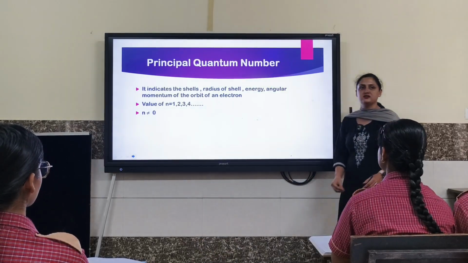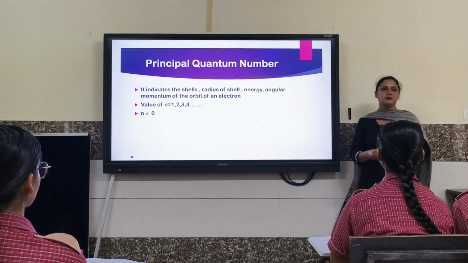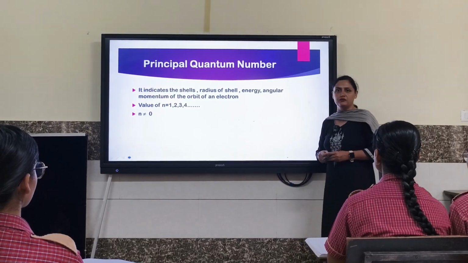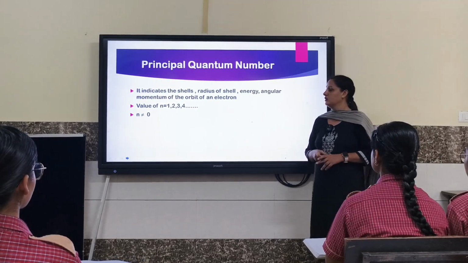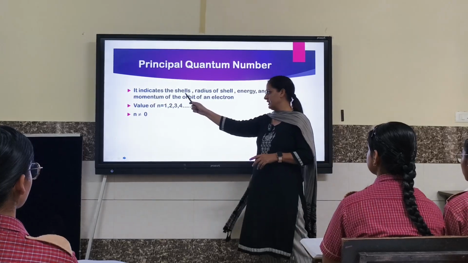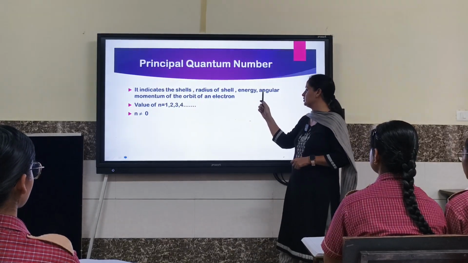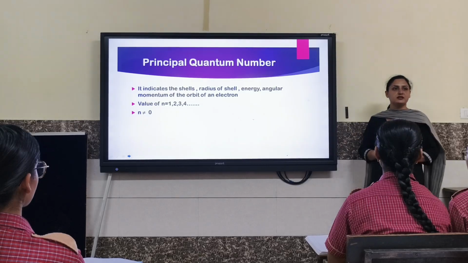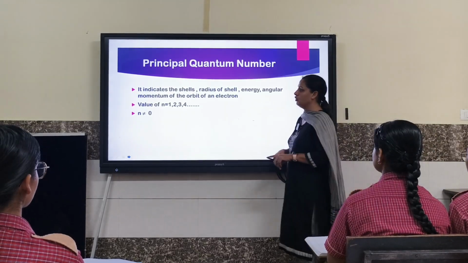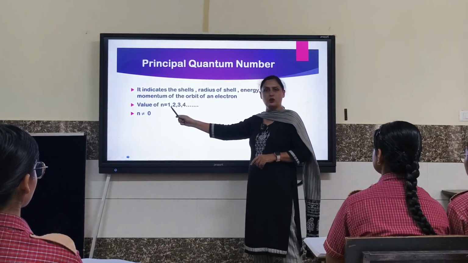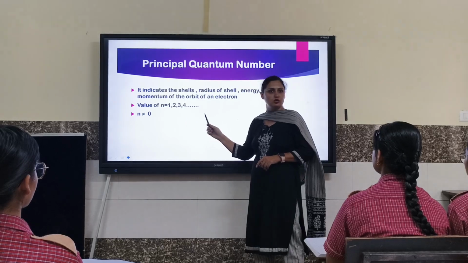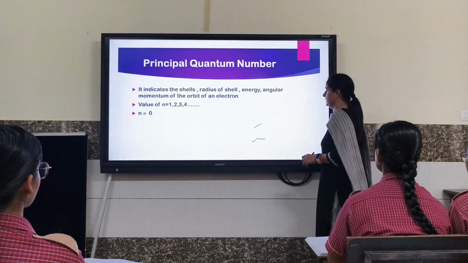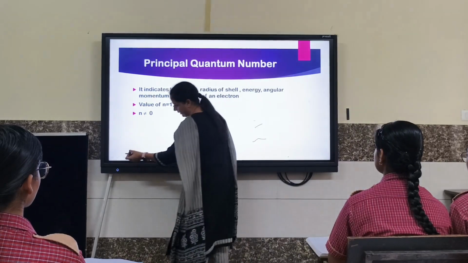Principal quantum number, it is the main quantum number which gives the 80% information about the electron. It indicates the number of shell in which the electron is revolving. It indicates the shell, radius of the shell, energy, angular momentum of the orbit of an electron in which it is revolving. The value of n always starts from 1, 2, 3, 4 and so on. The value of n can never be 0. To understand this, let's draw Bohr diagram.